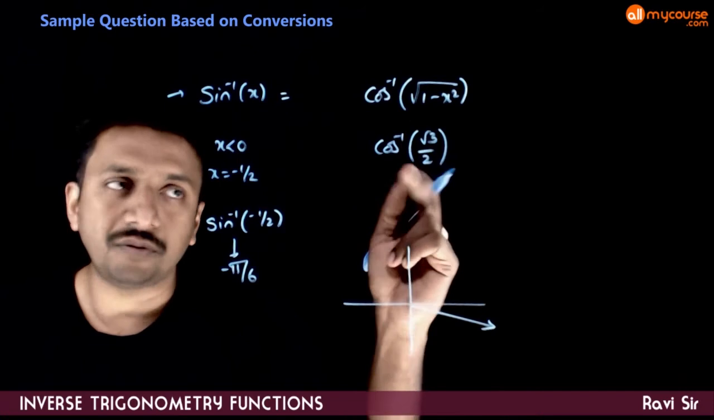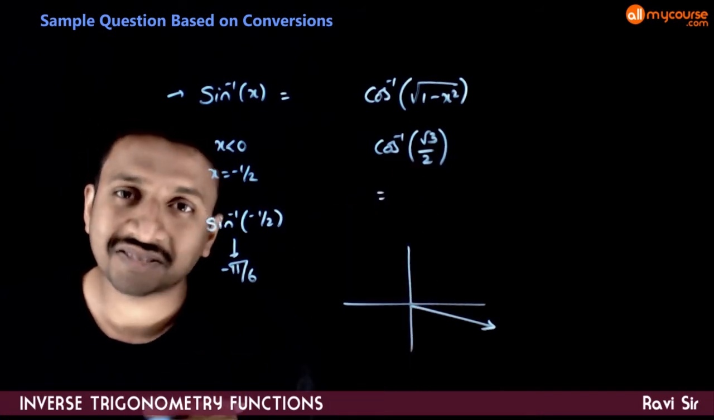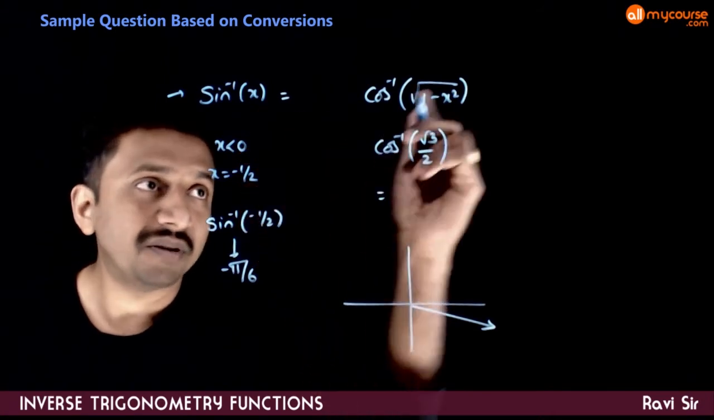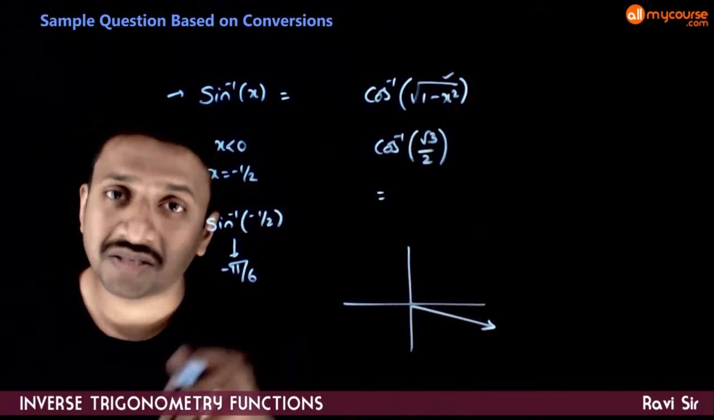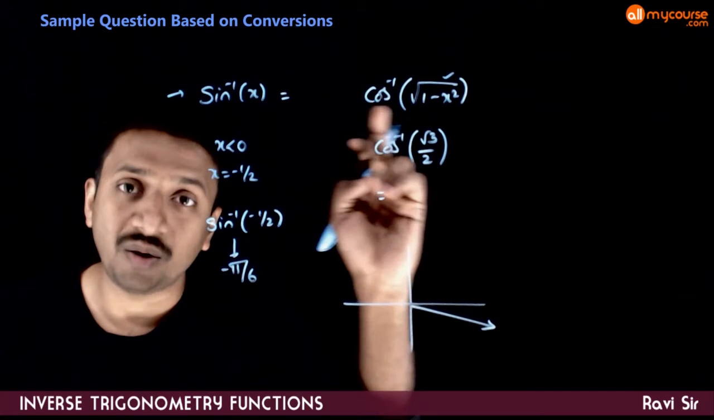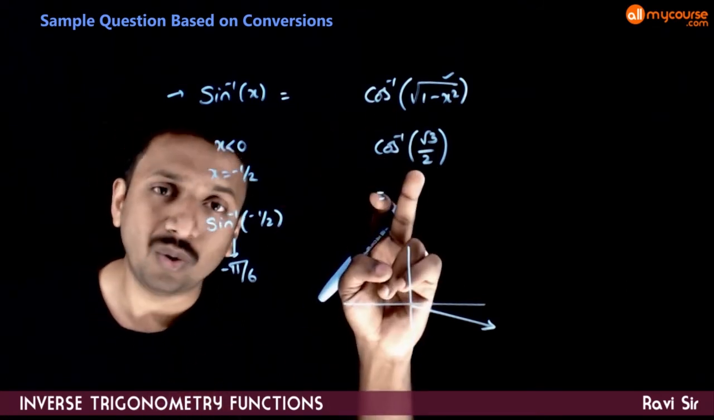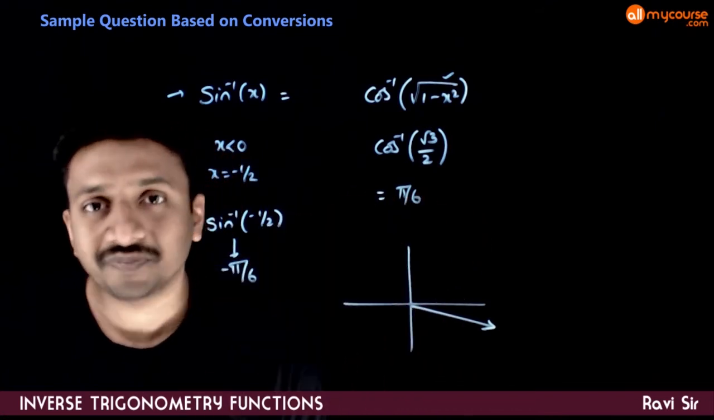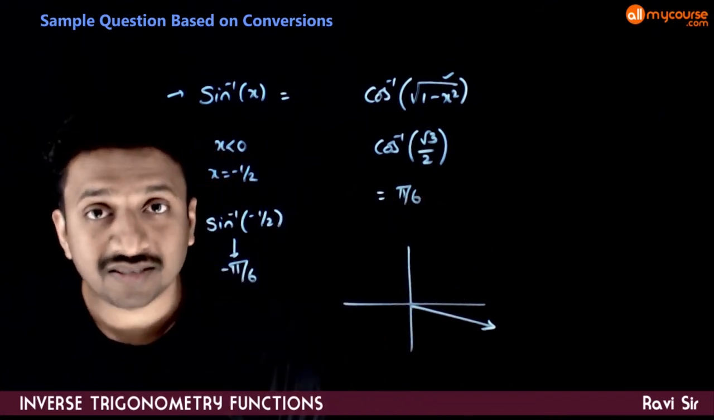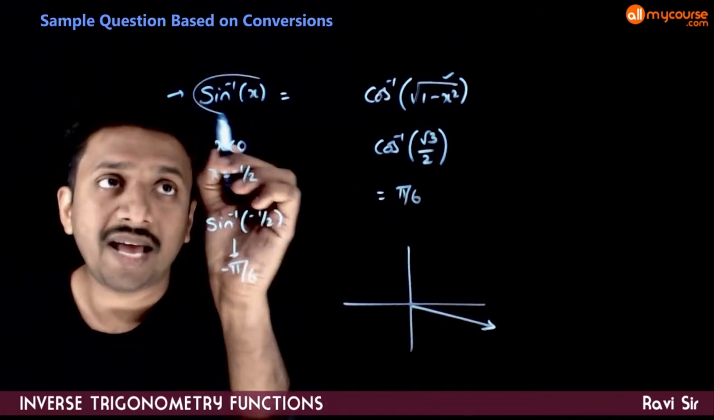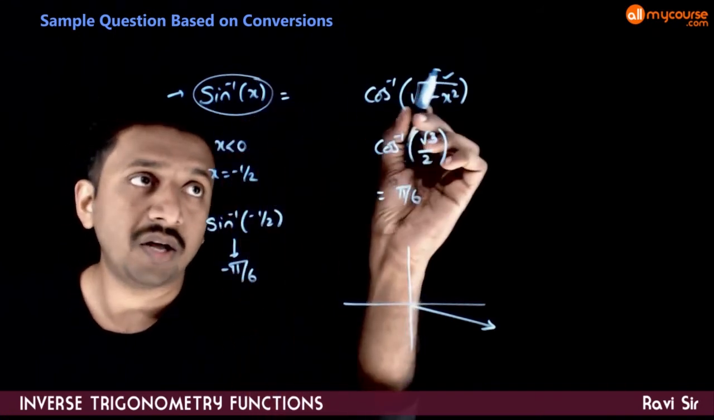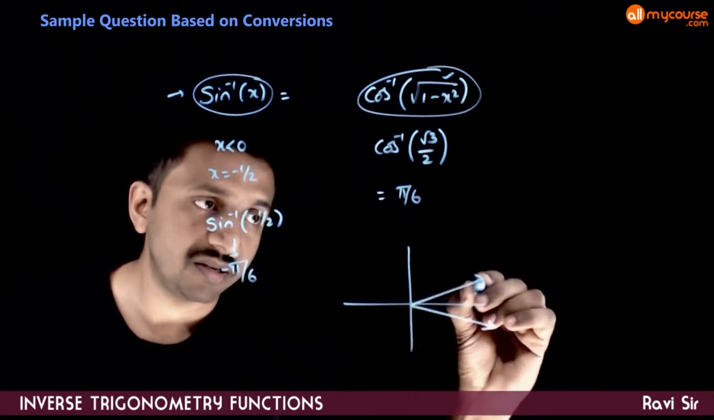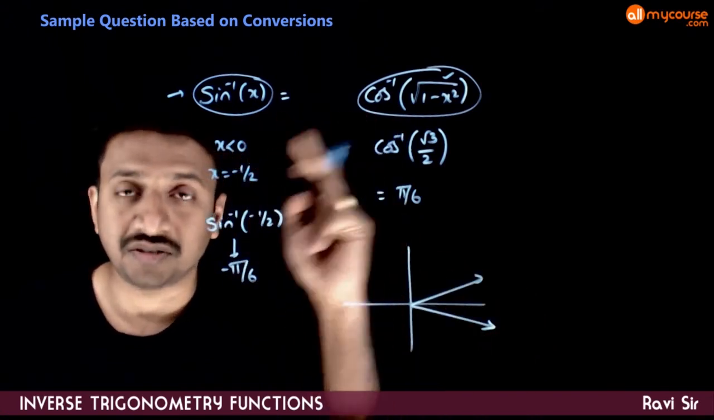Cos inverse of root 3 by 2 is in the first quadrant. So x is negative, but root of 1 minus x square is positive because the square root is positive. So cos inverse of root 3 by 2 is equal to pi by 6. As you can see, whatever angle you're getting here and whatever angle you're getting there, these two are allied positions.